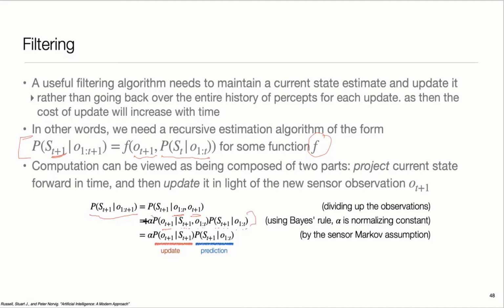Now this alpha term, when you do Bayes' rule, there is that bottom sigma term which comes up, right? Which in this particular case is going to be the probability of O 1 colon t and O t plus 1. But the thing is, that's a fixed term, fixed for all different values of uppercase S t plus 1. So you can think of it as a normalizing constant.